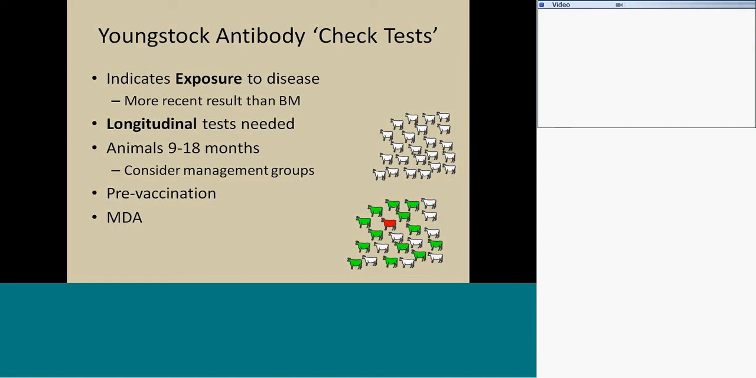The other thing that a lot of you will probably have done is test for antibodies in your young stock. This is done on a blood sample in the young stock, and the ideal age is 9 to 15 months. I've got 9 to 18 on the screen here, but 9 to 15 months is what I would go for. If we test a 9-month-old animal and it has antibodies to the disease, that means that in the 9 months it's been present on the farm, it's been exposed to the virus at some point.